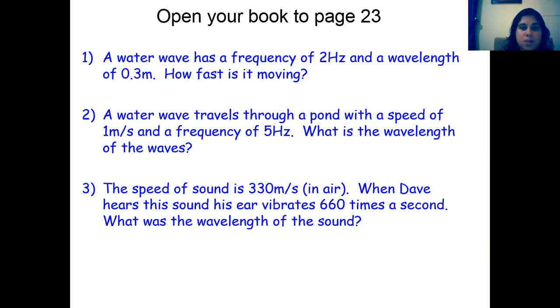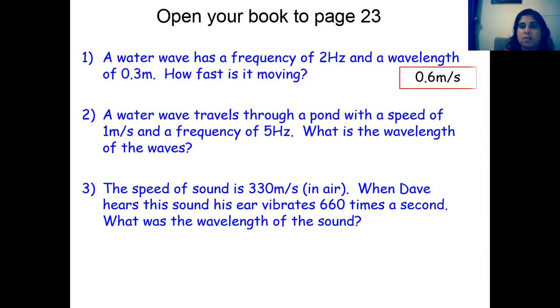And question number 3. The speed of sound, now they are giving you the speed, is 330 meters per second in air. And they have given you a frequency of 660 times in 1 second. So what is the wavelength?